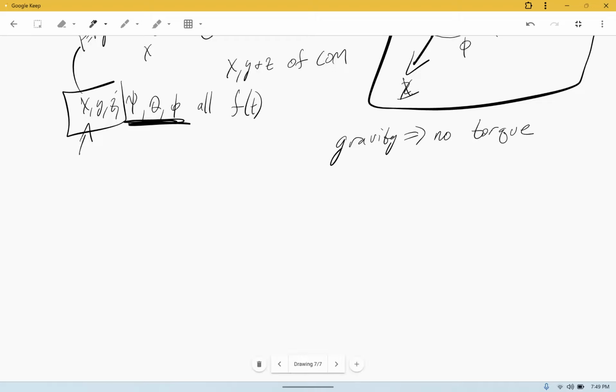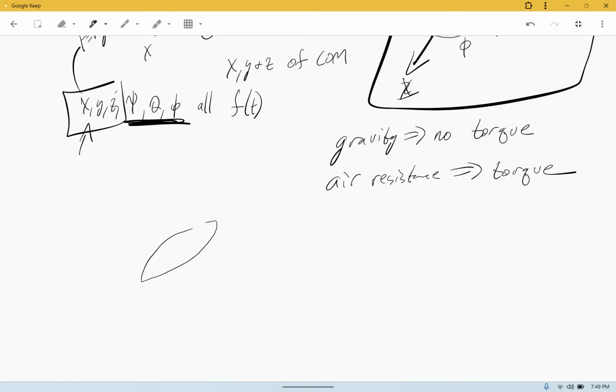So that's not the problem. It's air resistance that provides the torque. So we have this air resistance problem, and we need to understand how it applies. So here's my theory. I'm going to say that when the football is flying through the air, let's say it's flying just a little bit off of the axis. So let's say it's actually traveling in this direction.